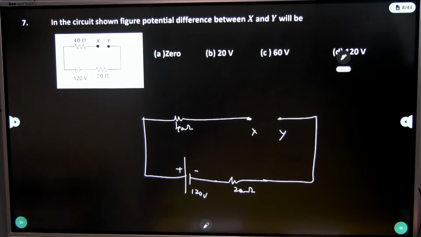No, sir, the circuit is broken. The circuit is open. No current would flow. There is no current flow in it. Right. Let me explain just a second.